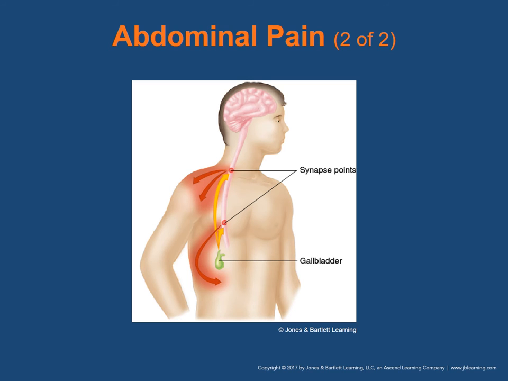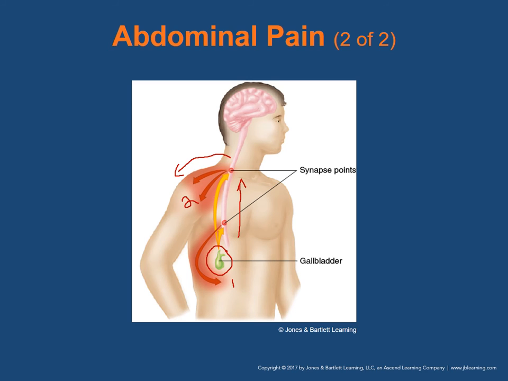So this slide again tells you about referred pain, what we talked about. So this specifically is cholecystitis. You can see the gallbladder here in the right upper quadrant of the abdomen. And as that pain signal travels upward towards the brain for the gallbladder to be able to tell the brain that something's wrong, this synapse point that's in the neck, as these pain signals travel upwards toward the brain, they can actually break off and move into the right shoulder. So it's pain that happens here first and in the shoulder second.